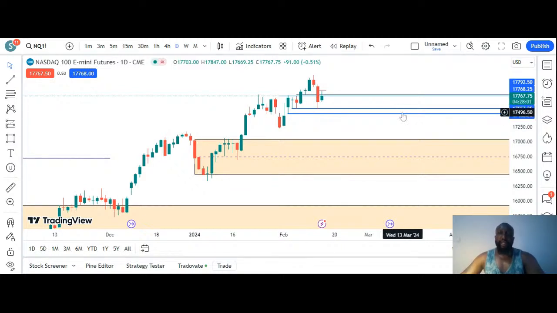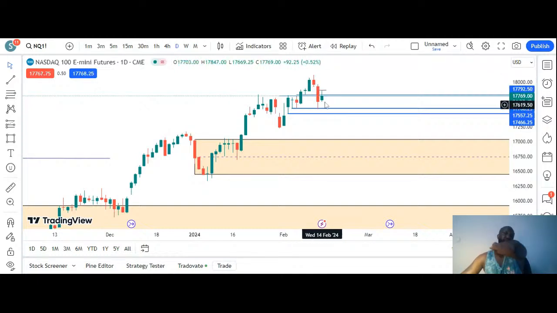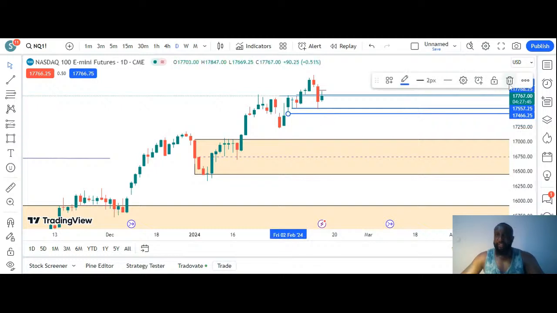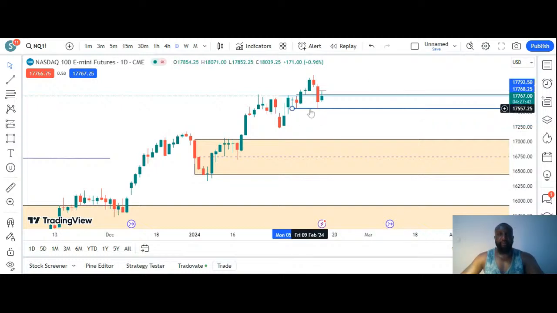So what do we have on our daily time frame? On our daily time frame, what we have here, guys, is that we've been bearish, as you can see. Your Monday and your Tuesday have been bearish. Let me just get rid of these lines so we can be together. So this is now our daily time frame.